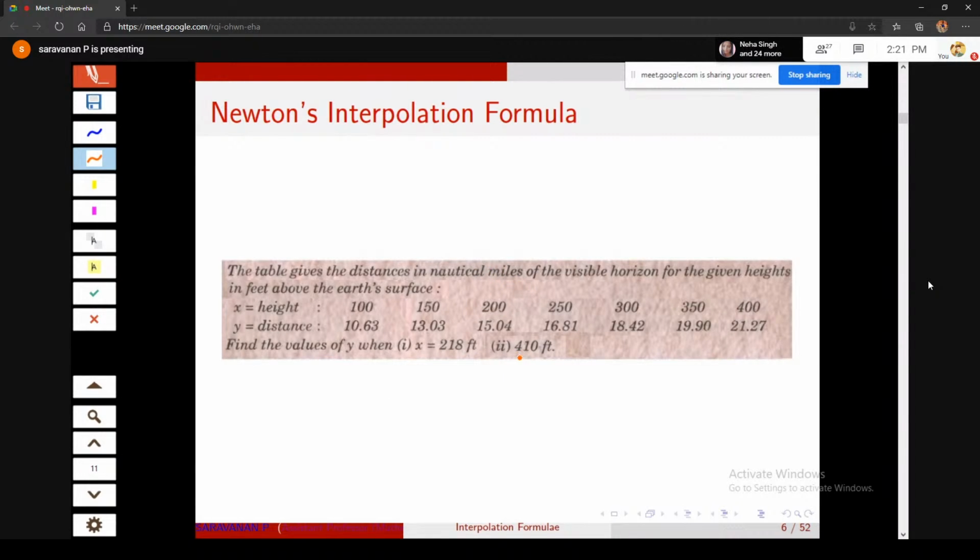At the end. So we will be using Newton's backward integration formula, and we take this 400 as xn. That is the last value. Okay, that's all. So first you form the table.